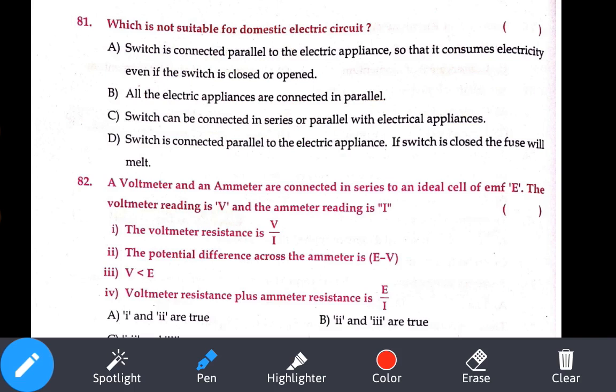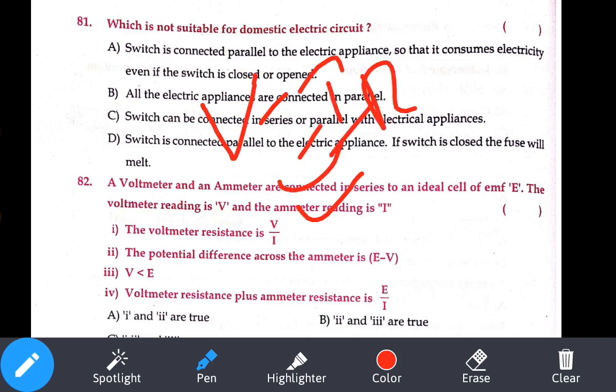A voltmeter and ammeter are connected in series with an ideal cell of EMF E. The voltmeter reading is V, and the ammeter reading is I. They are asking about resistance. Resistance is equal to V by I. That's correct, right? According to Ohm's law, V is equal to IR, so R is equal to V by I. That is correct.